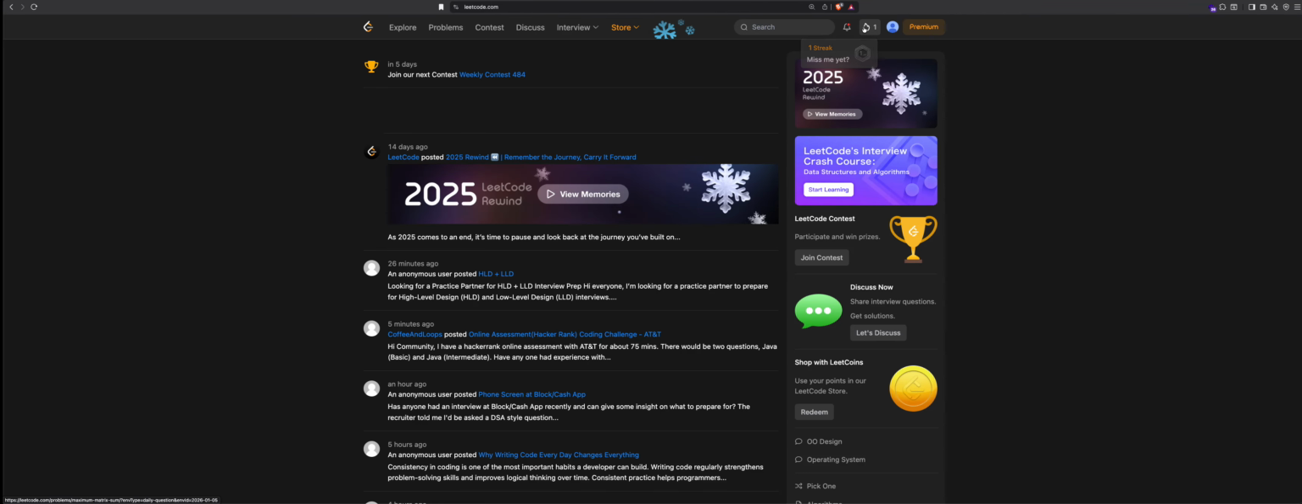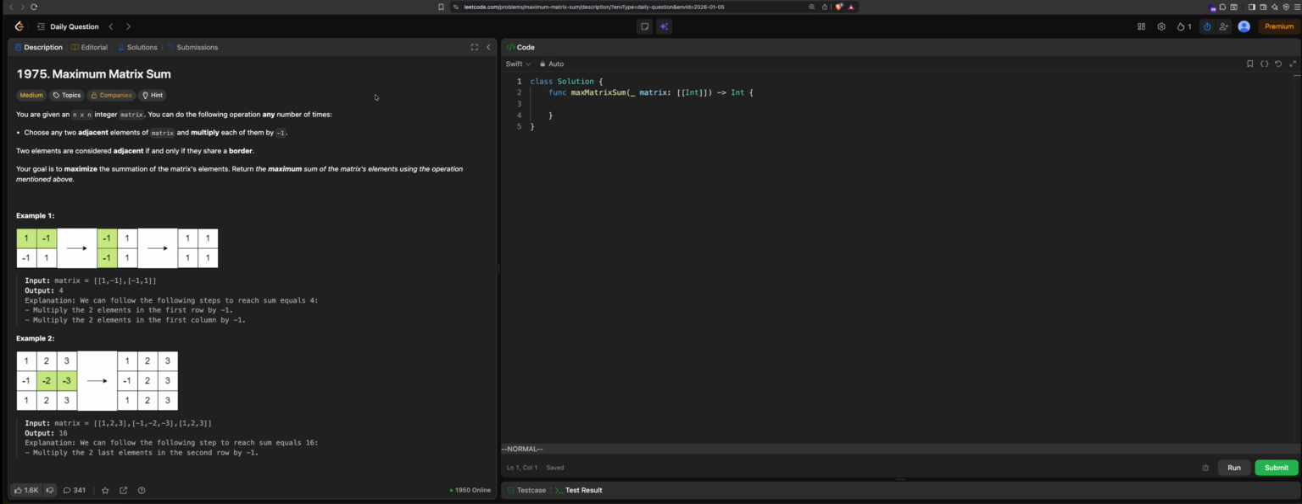Alright, let's solve the Leetcode problem. The Leetcode problem is Maximum Matrix Sum. We are given a two-dimensional integer array matrix. We can do the following operation any number of times. There is no limit on how we can do the operation on each row or each column.